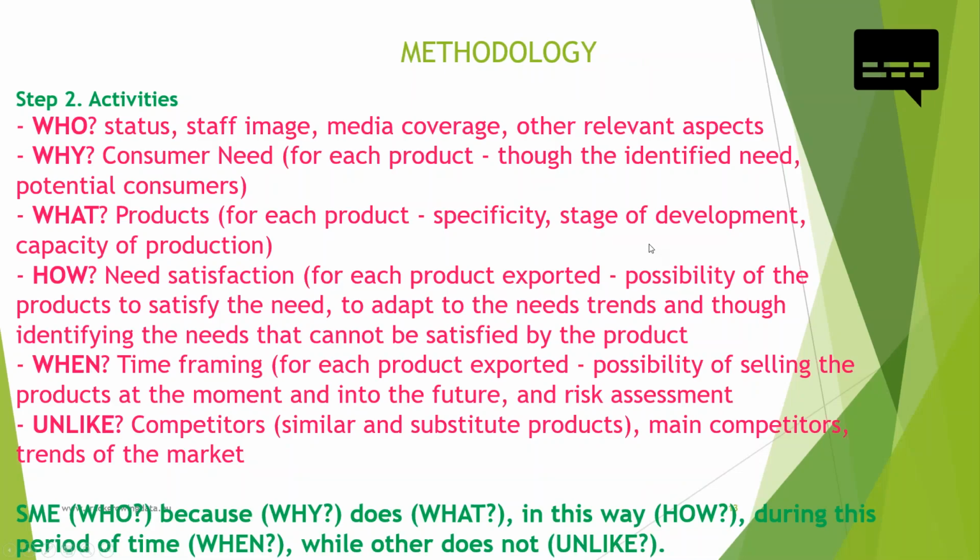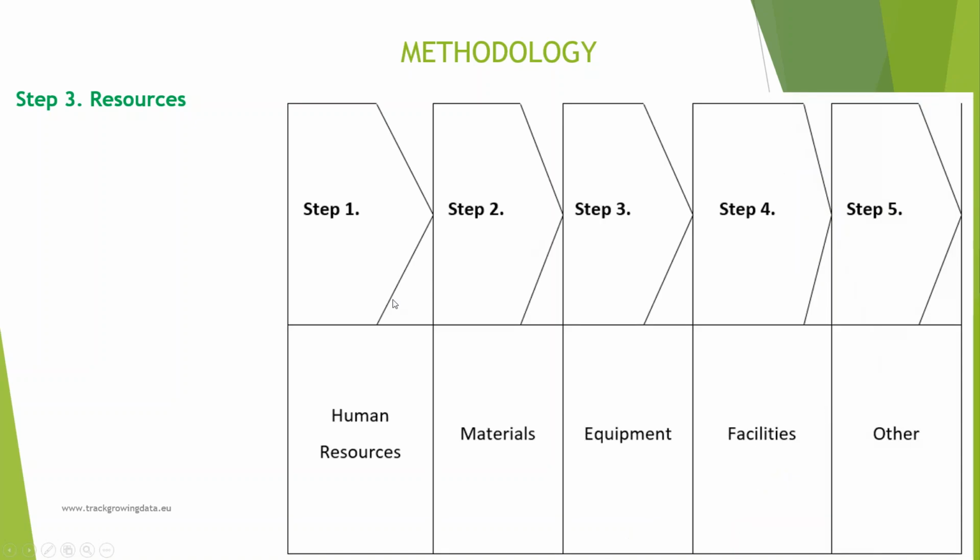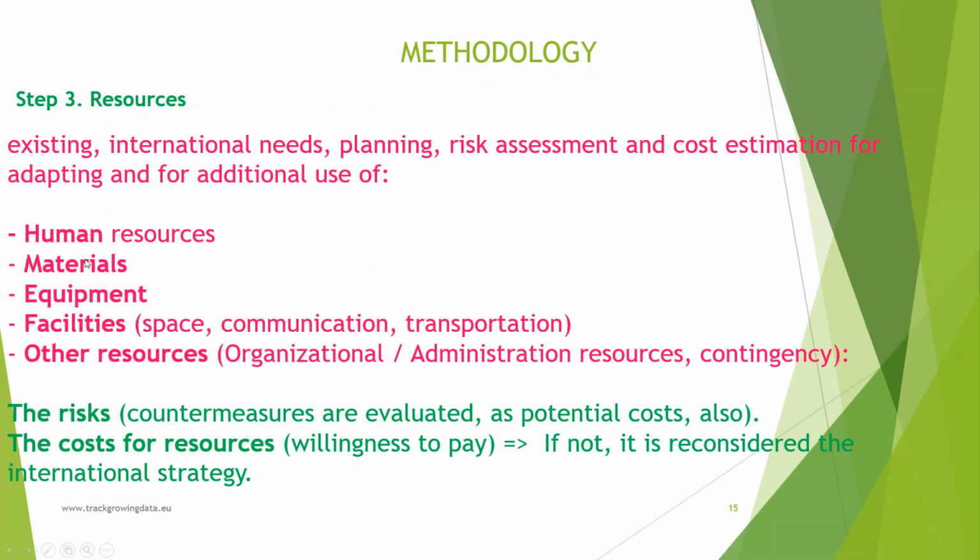So that was step number 2. Step number 3 is going inside your resources. So you are looking to see how your resources are, how they are used, how you can find additional resources, what kind of specific resources you will need into the future. And there are 5 different kinds of resources: human, materials, equipment, facilities, and other kinds like administration, for instance.